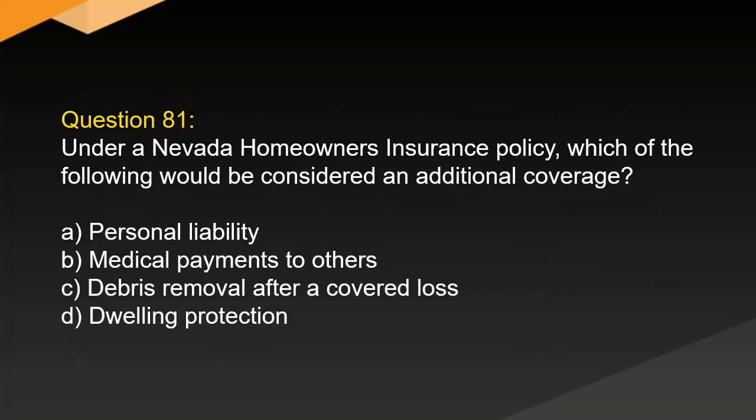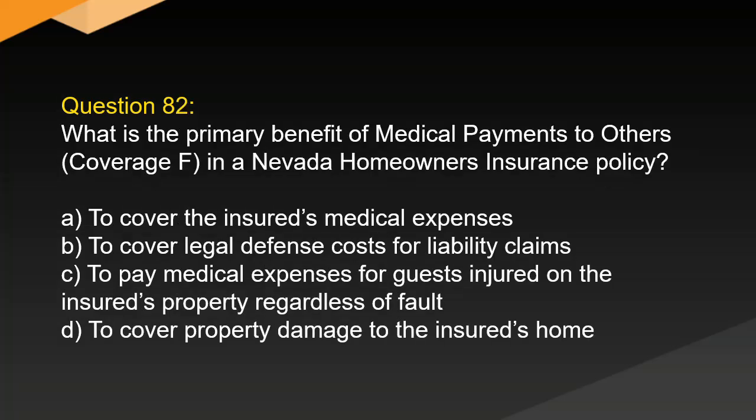Question 81. Under a Nevada homeowner's insurance policy, which of the following would be considered an additional coverage? A. Personal liability. B. Medical payments to others. C. Debris removal after a covered loss. D. Dwelling protection.